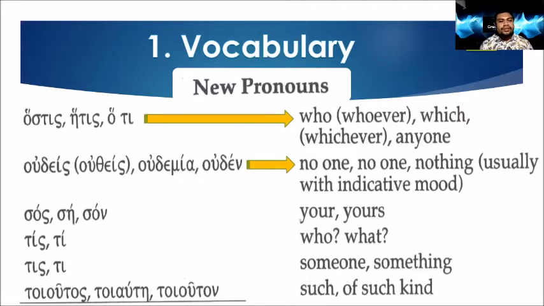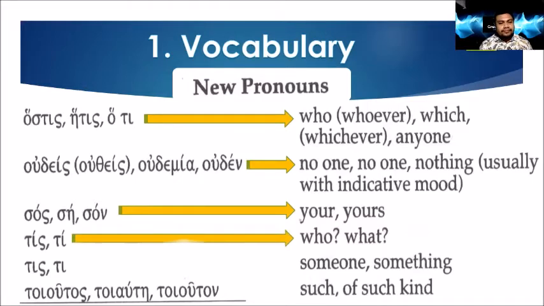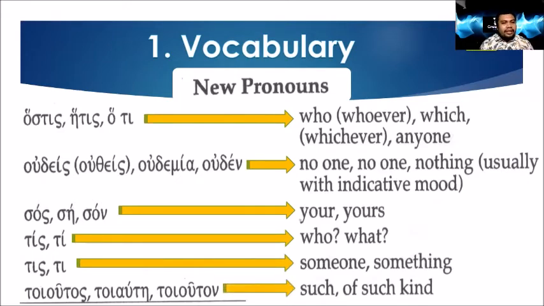We have sos, se, son, this is yours or your. Tis, ti, this one has an accent, tis, ti. It means who or what. They are interrogative pronouns. We have another one, tis or ti, without the accent, someone or something. Then we have toioutos, toiaute, toiouton, such or of such kind.